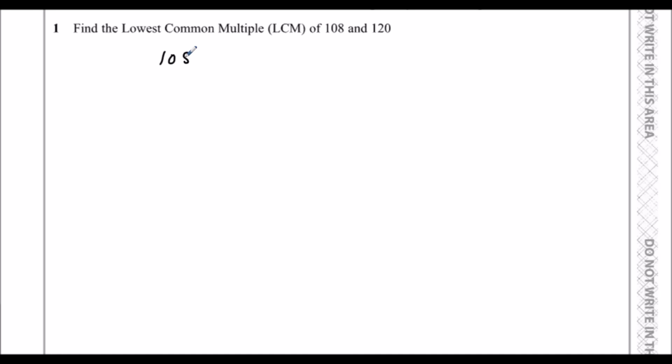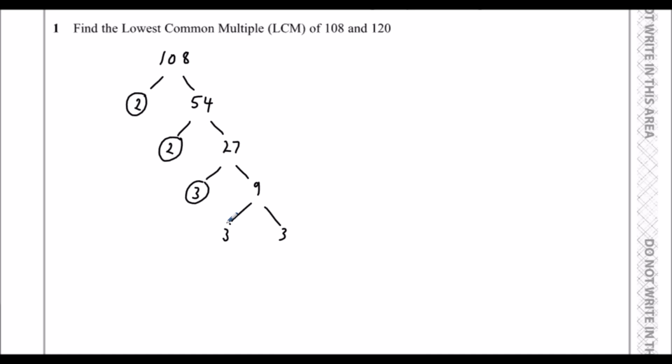So if we start with 108, we can pick any two numbers that multiply to make 108. Let's do 2 times 54. 2 is prime. 54 is 2 times 27. Again, 2 is prime. 27 is 3 times 9. 3 is prime. And 9 is 3 times 3. So that's 108. Broken down to its prime factors, 108 is 2 times 2 times 3 times 3 times 3.